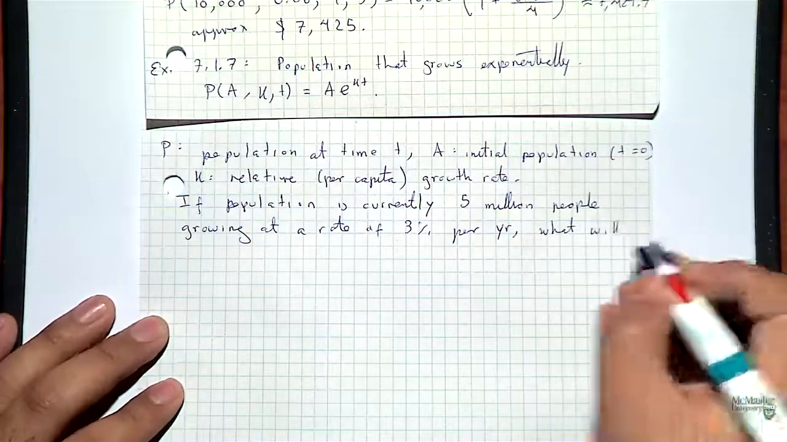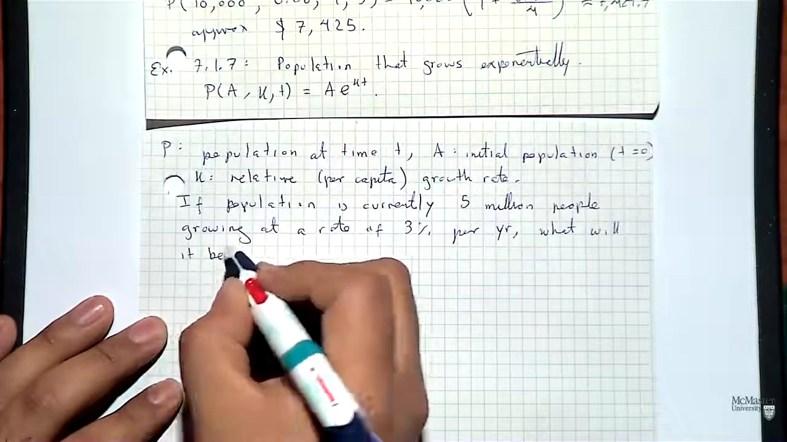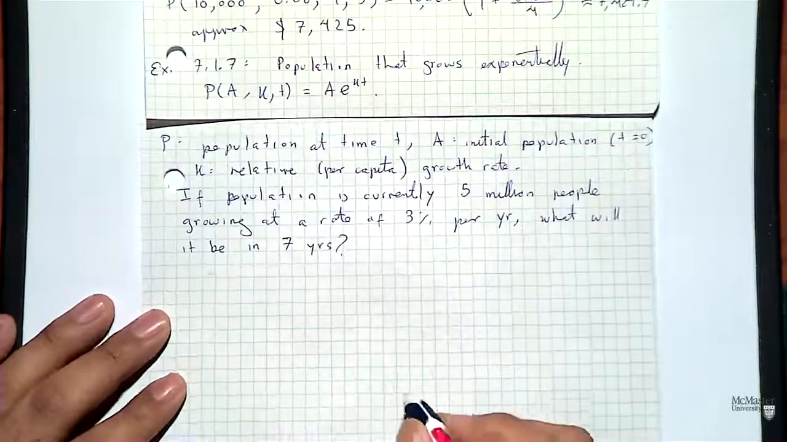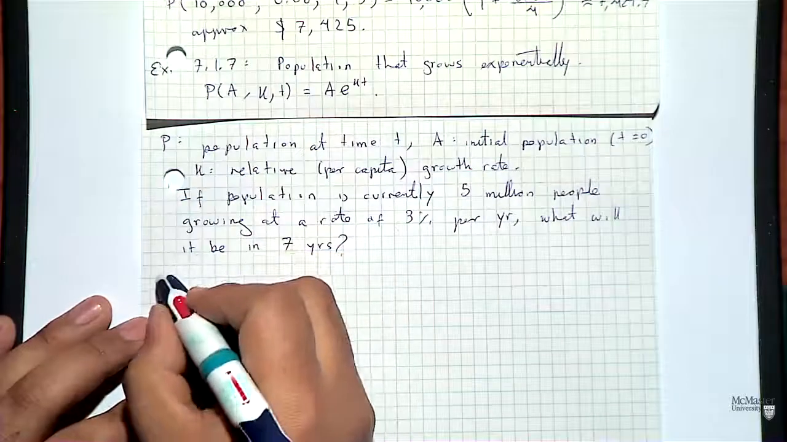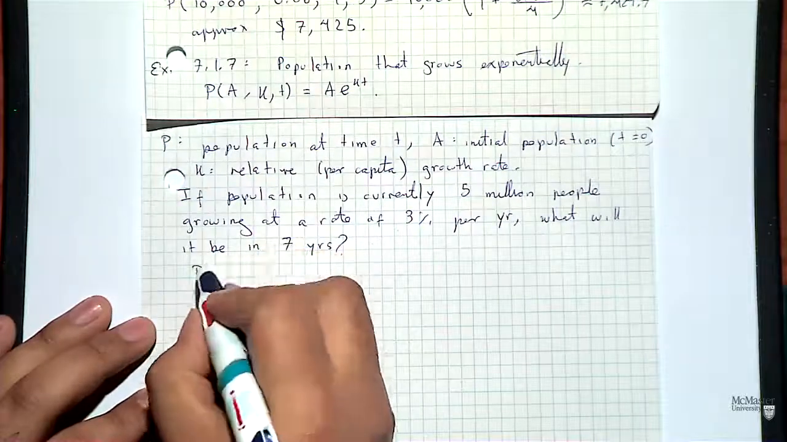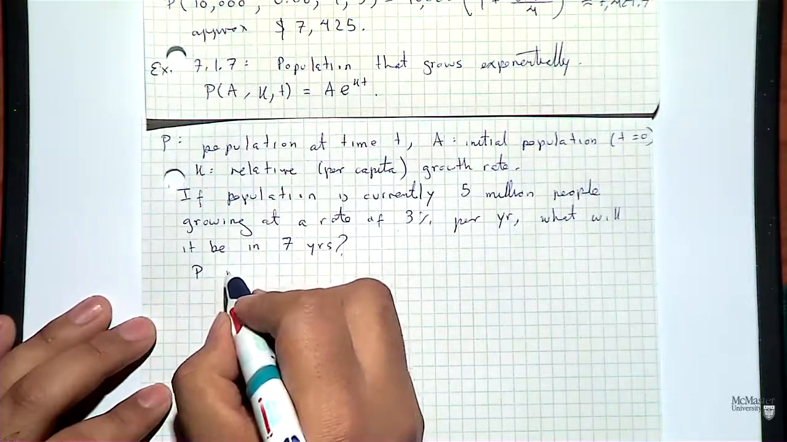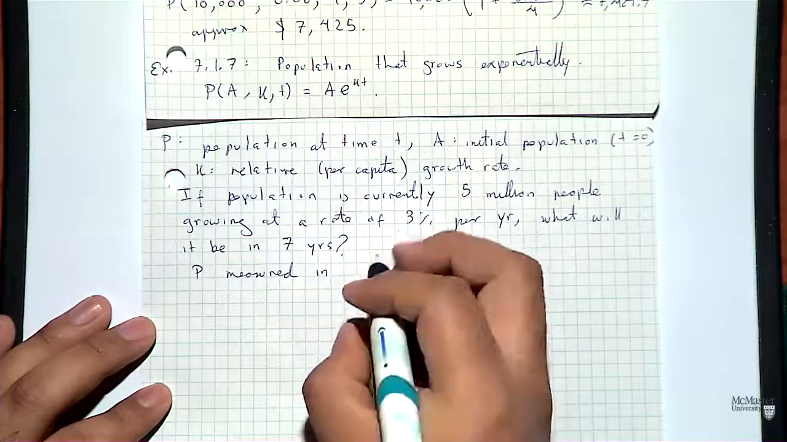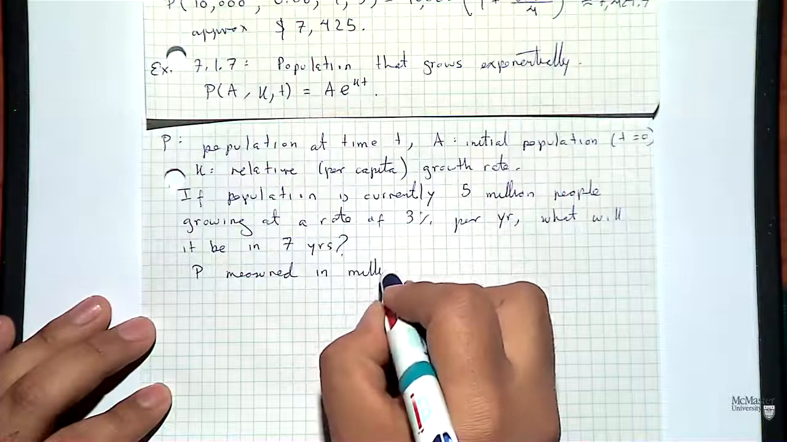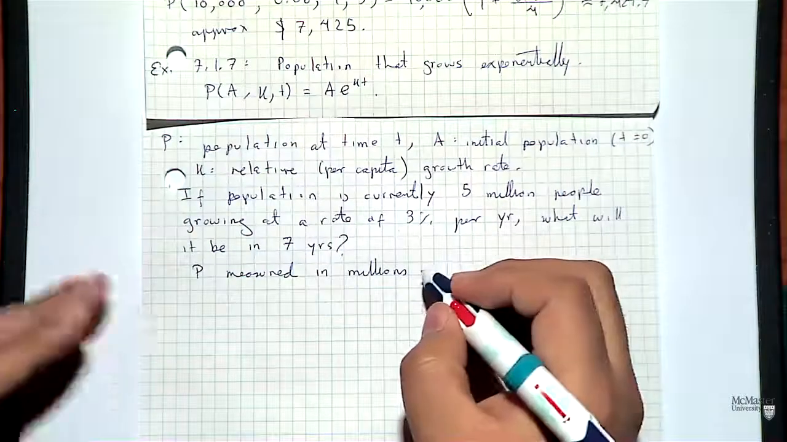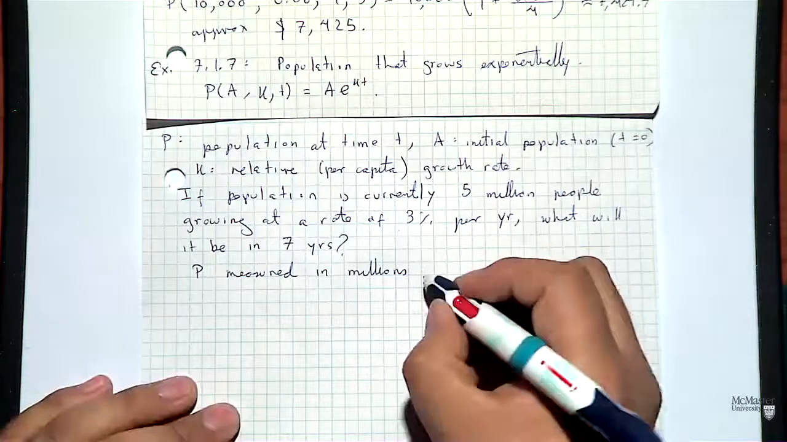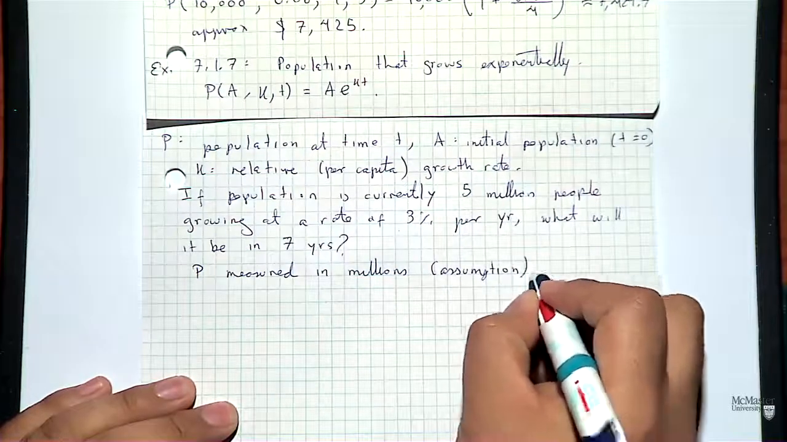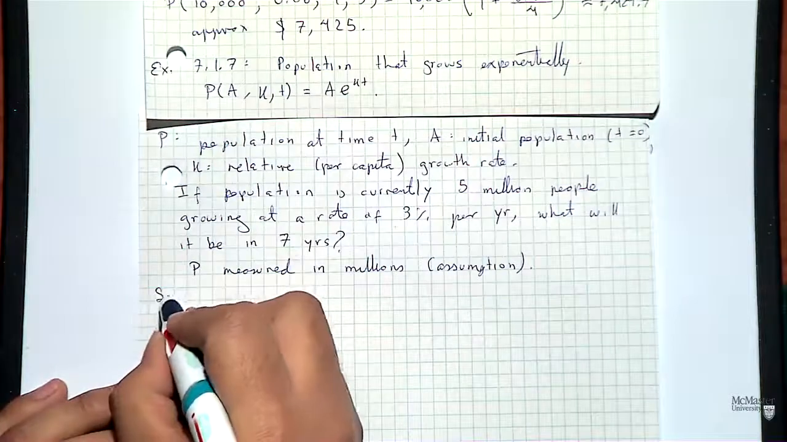What will the population be in 7 years? So before we go into the solution, there is an addendum, which is that the population P is measured in millions. It's not said in the statement, but it's clear in the solutions that that is an assumption.